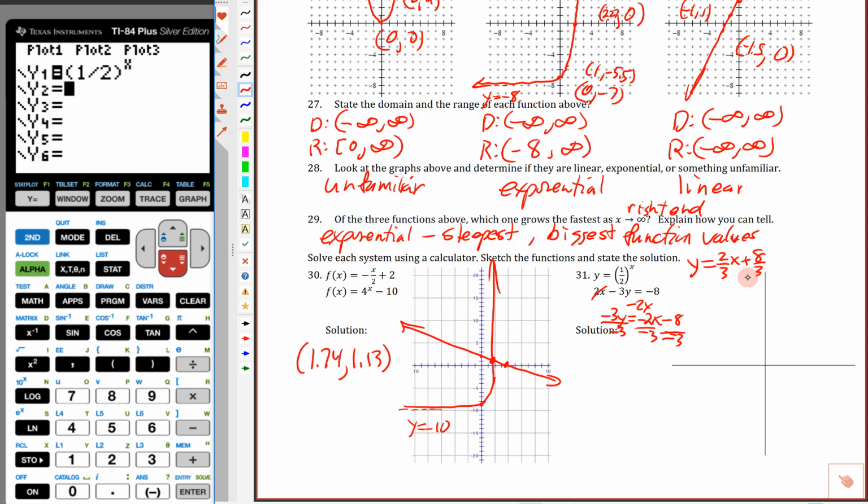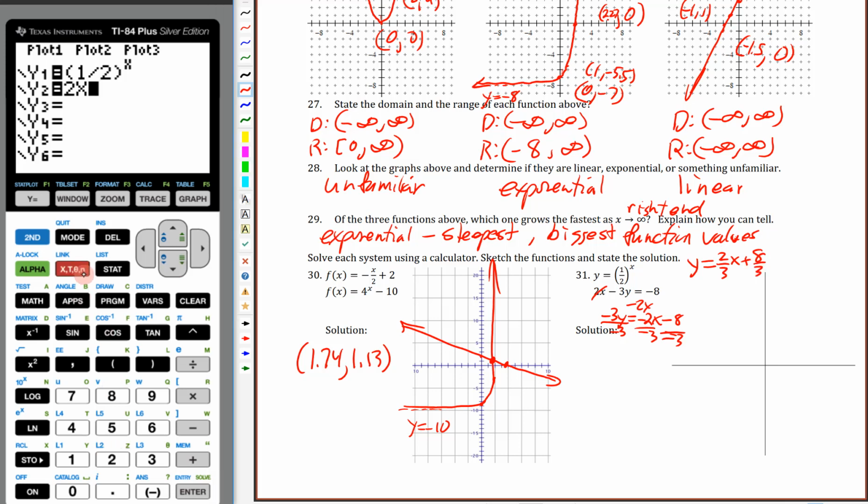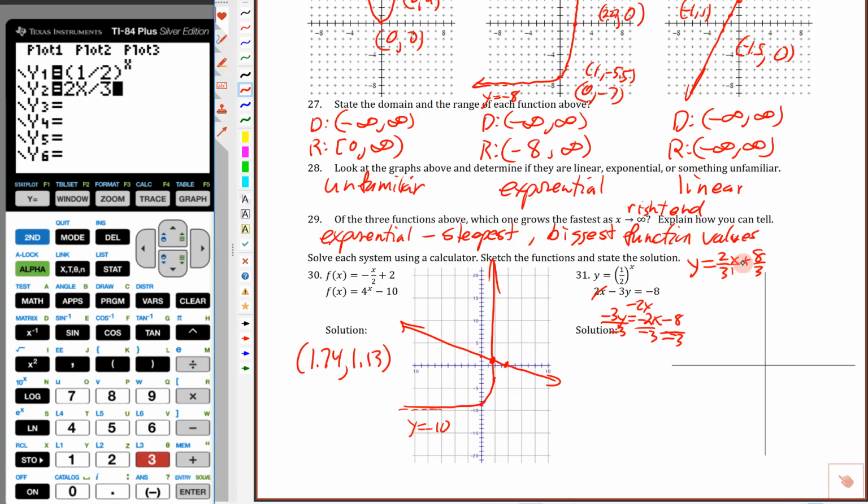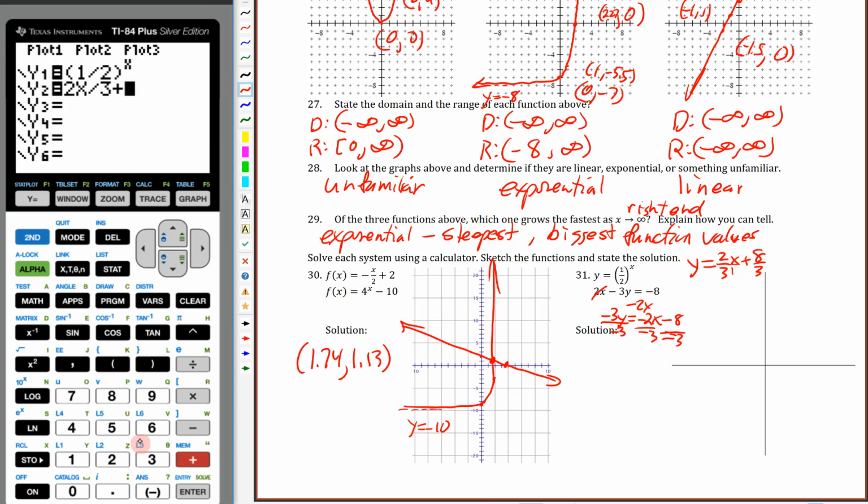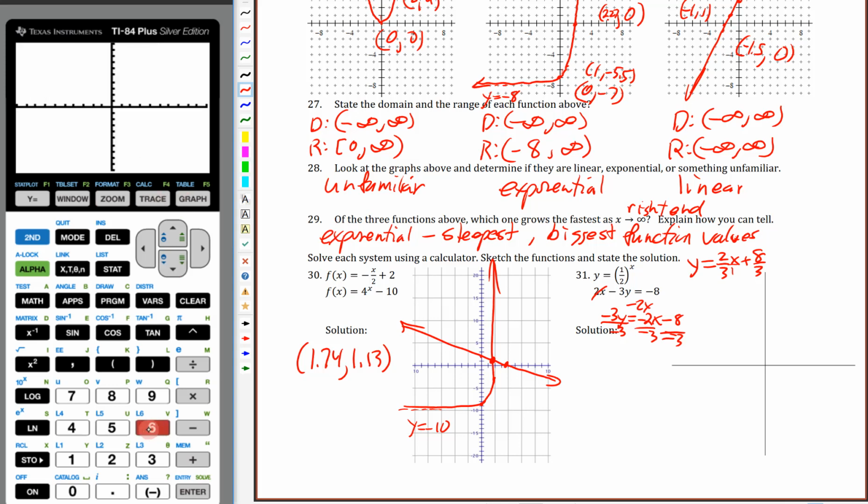So let's go ahead and type that in. So we're going to have 2x. I like putting the x on the top, and then we'll divide by 3, because remember, that's really where it is, if you think of that as over a 1. And then we're going to plus 8 divided by 3. So again, hop down here, make sure this looks right. We've got a 1/2 raised to the x, yes. And then we've got 2x divided by 3, 2/3 x, and then plus 8/3. So we're in good shape there. So I'm going to hit zoom 6.